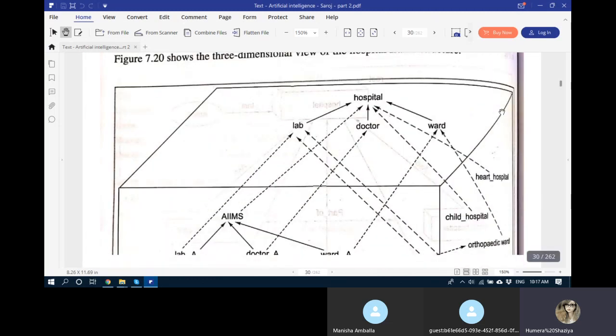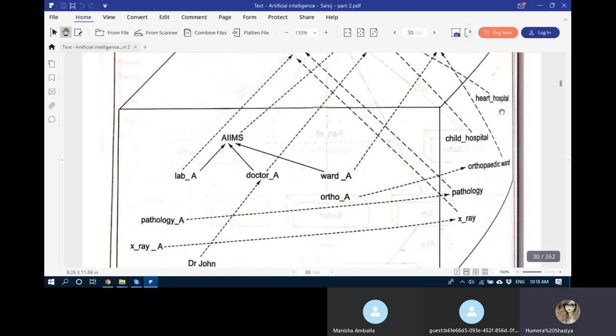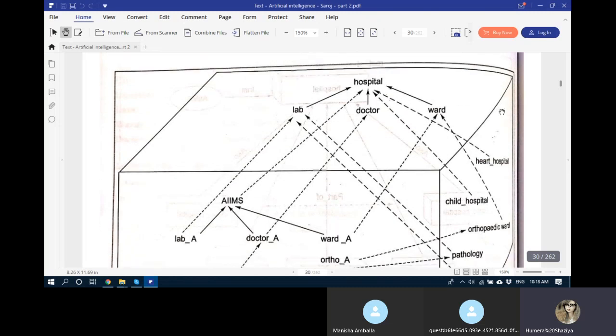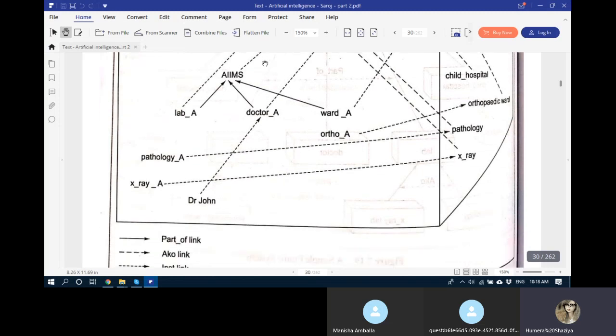And this is a three-dimensional representation of the hospital. Three dimensions, if you observe here, it is like a cube. So these are two dimensions, and this side is the third dimension. You are representing this whole view in three dimensions.